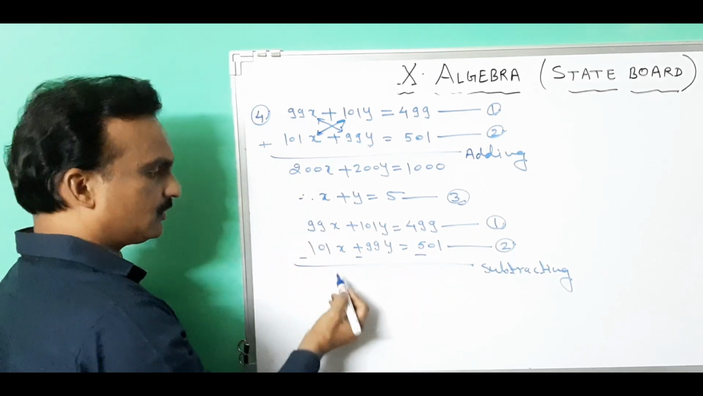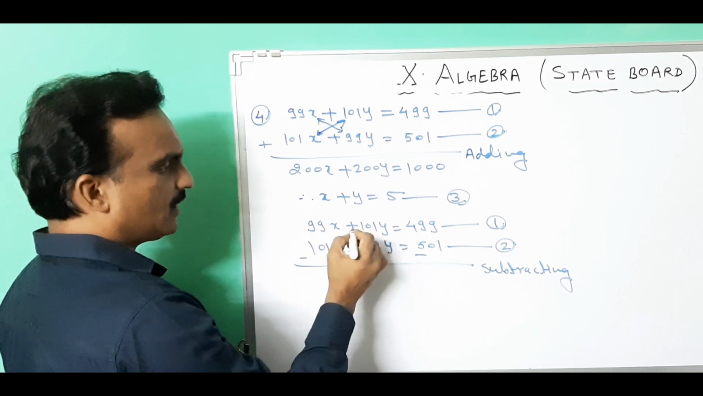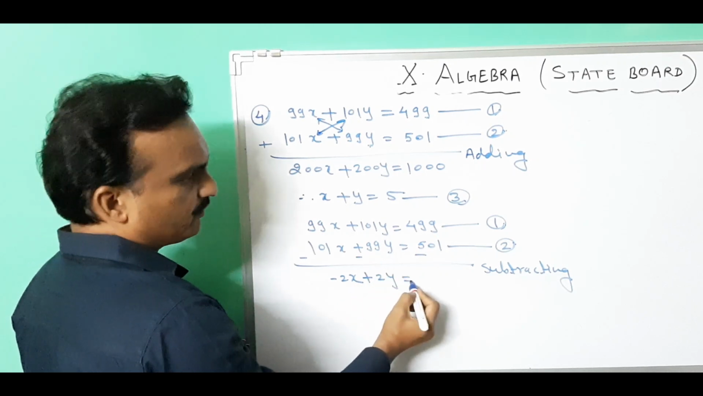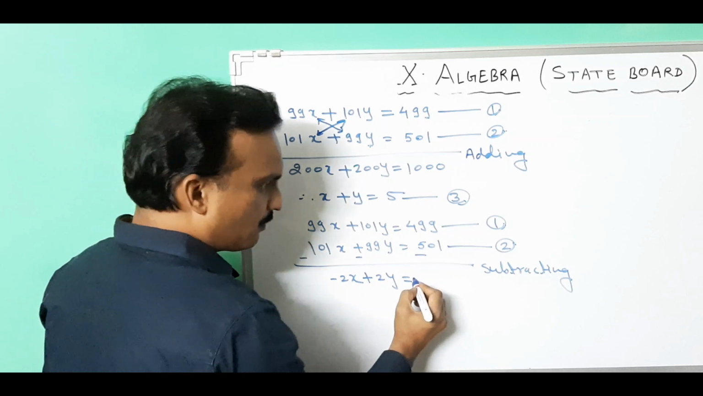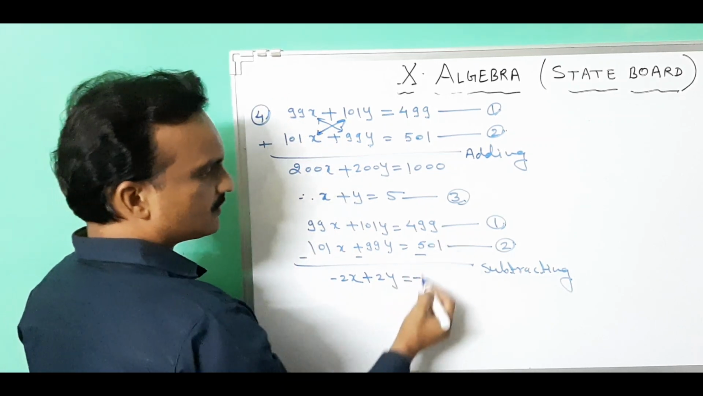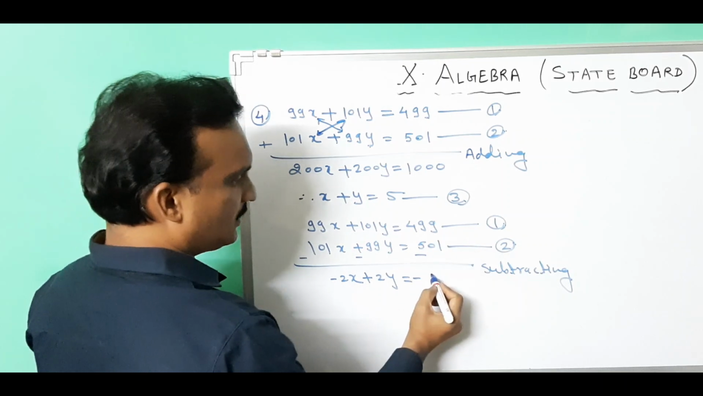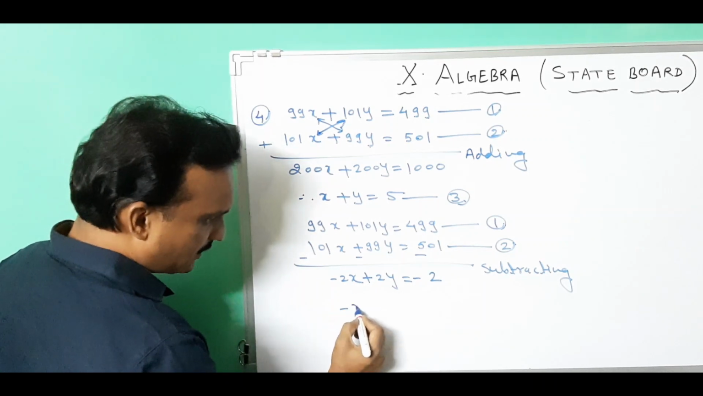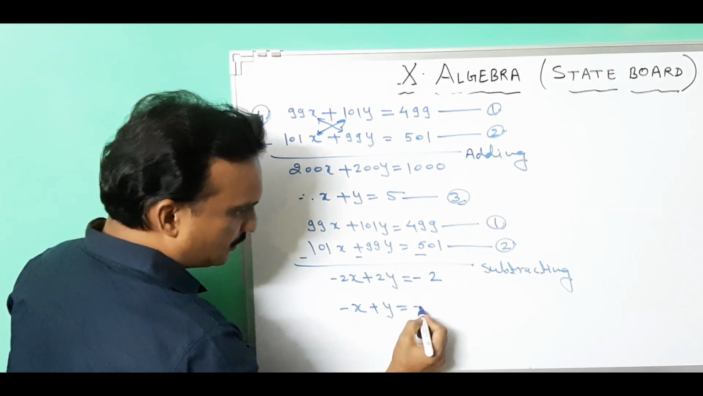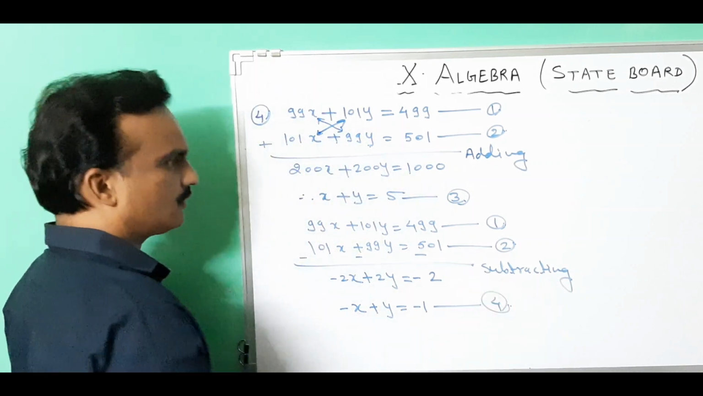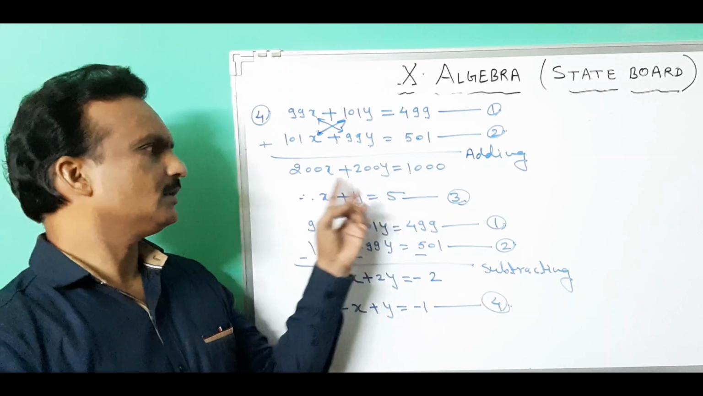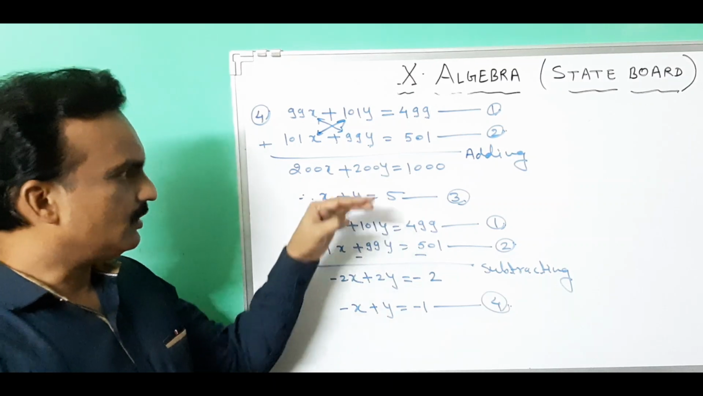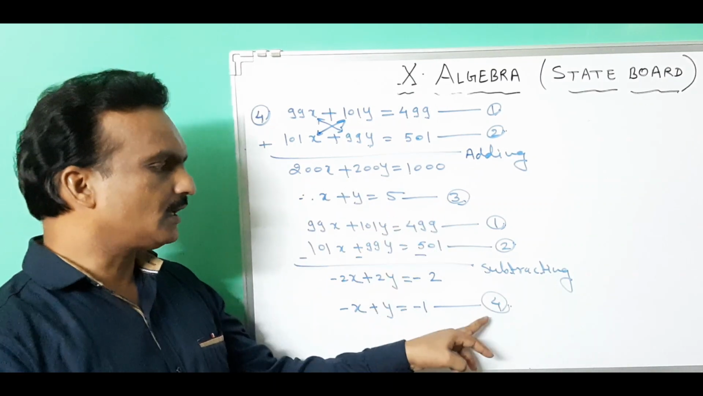99 minus 101 gives -2x, plus 101y minus 99 gives plus 2y, 499 minus 501 is minus 2. Okay, divide by 2. So minus x plus y is equal to minus 1. This is our fourth equation. You can write the statement divide by 200, and here also divide by 2. So after dividing this, you got third equation and fourth equation.